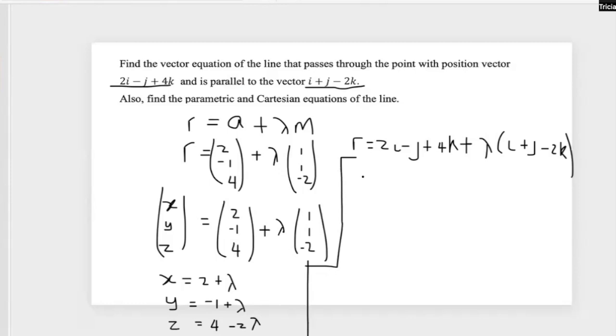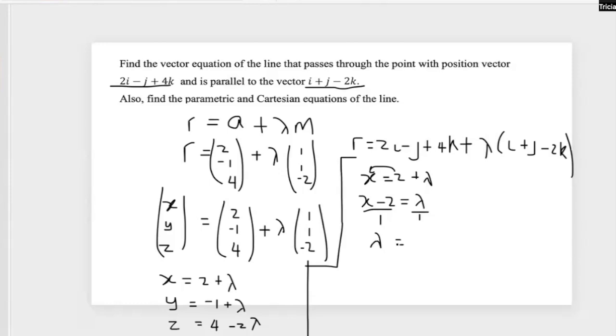So you're making lambda the subject. So in other words, I can have this as x equal 2 plus lambda, and making lambda the subject, we have this as carrying it over. So x minus 2 equal lambda. Now we can also divide by 1 to highlight that that's the coefficient of lambda. So it's the same thing as saying x minus 2 over 1.